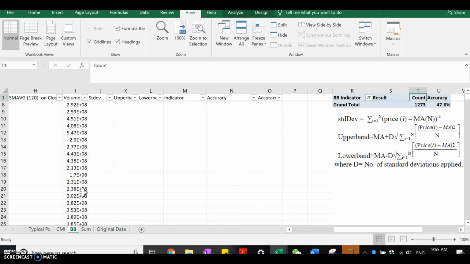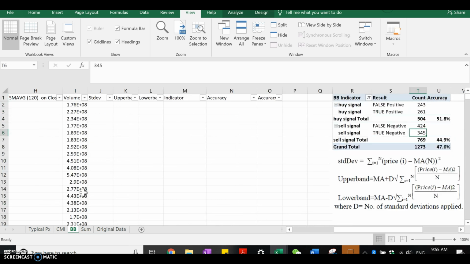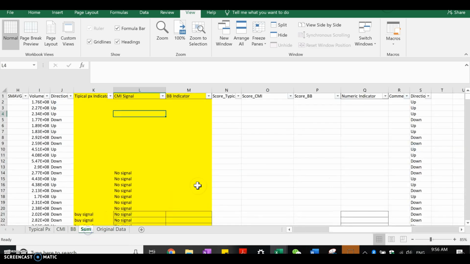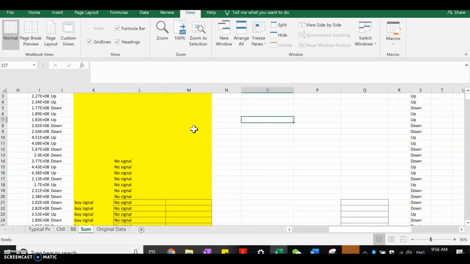And then the results are just summarized here. As we can see, Bollinger Bands itself is not a great indicator. It only generated 47.6% accuracy. Okay, so this is the first part.